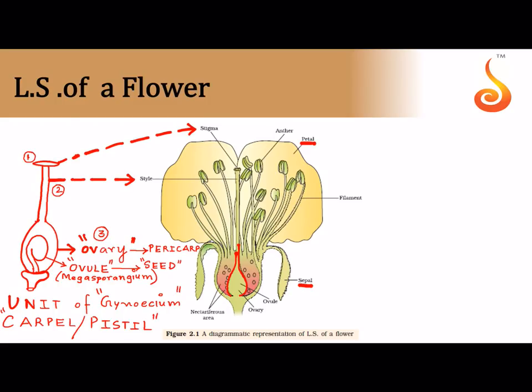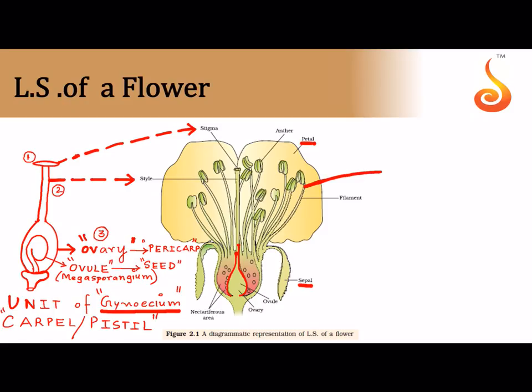Okay, so I hope you remember that the wall of the ovary becomes the fruit wall or the pericarp, and the ovule itself transforms into a seed, that is, after the process of fertilization. So this part of the flower is referred to as the carpel or the pistil. It is a part of what is technically the gynoecium, which is the female reproductive part of the flower. Now let us see the male reproductive part of the flower.